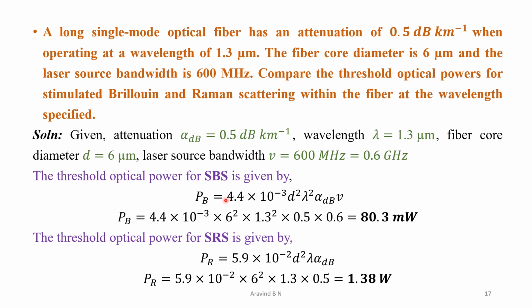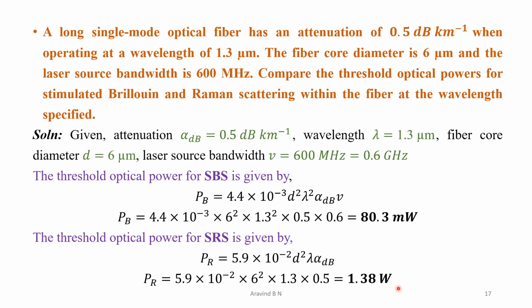Now, let us first calculate the threshold optical power for SBS. It is given by P_B = 4.4 × 10^-3 d² λ² α_dB V. All these are known parameters, so make a substitution, and we get the answer 80.3 milliwatt. Now calculating for SRS, we get P_R = 5.9 × 10^-2 d² λ α_dB. By making the substitution, we get the solution as 1.38 watts.